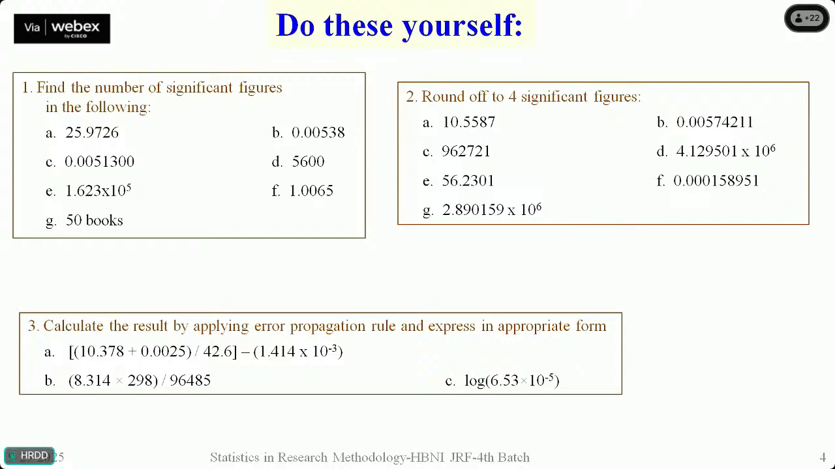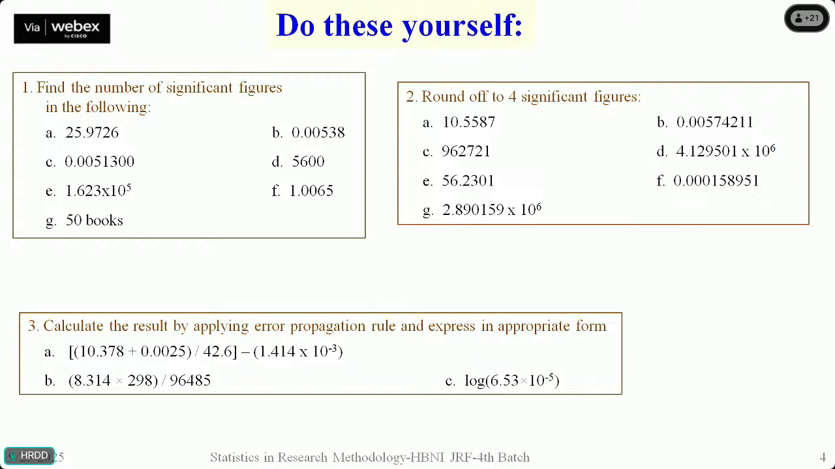1g. G is 50 books. It will have infinite number of significant figures. It is a discrete quantity. The number is 50 books. You have any doubt? 50 books, if I count or somebody else counts or you count, it will be the same only. There won't be any ambiguity.